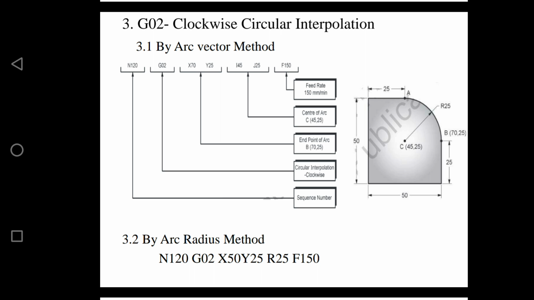Another method is the arc radius method. Here everything is the same, the arc can be generated by knowing the coordinates of the endpoint, but the change is that we write down the radius of the arc instead of the center of the arc. You can see here the sequence N1, then the circular interpolation, then the endpoint X50 and Y25, and the radius R25 with the feed rate. This is how we write the part program using the arc radius method.